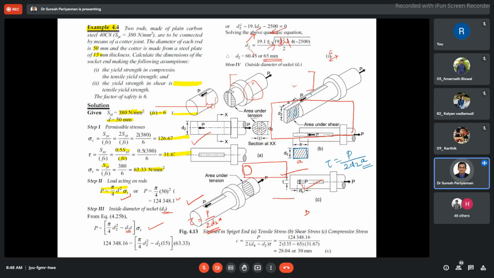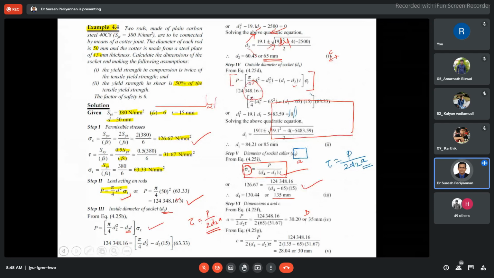C is found from the shear failure of the socket end. I come to that later. Now from this relation we are able to find A. What are the dimensions of A? This is from shear of the spigot.